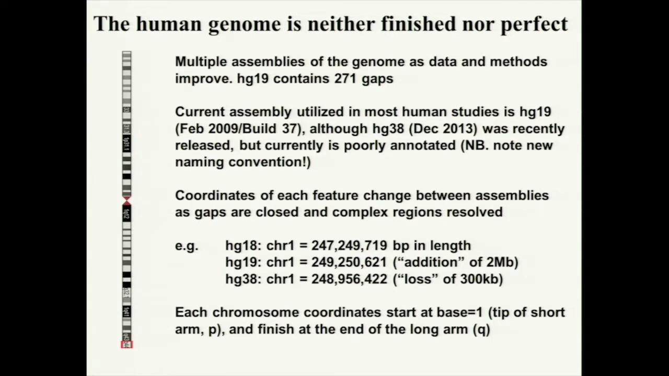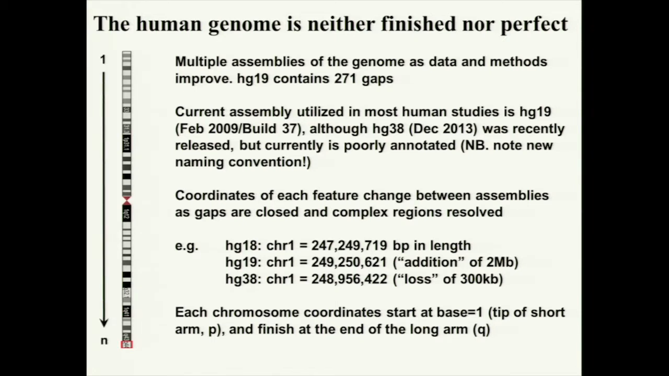Just to illustrate that, here are some statistics on chromosome 1. In HG18, chromosome 1 was listed as about 247 megabases in size. In the next build of the assembly, HG19, suddenly chromosome 1 had about 2 megabases of extra sequence added on, mysteriously. And then in the following build, the more recent one, it shrunk by about 300 kb.